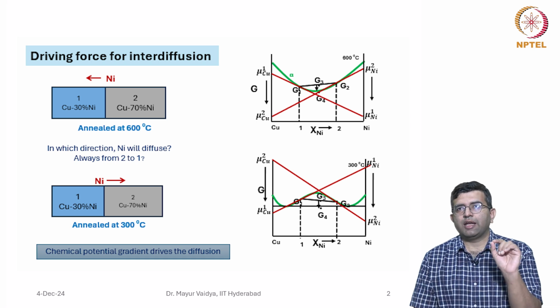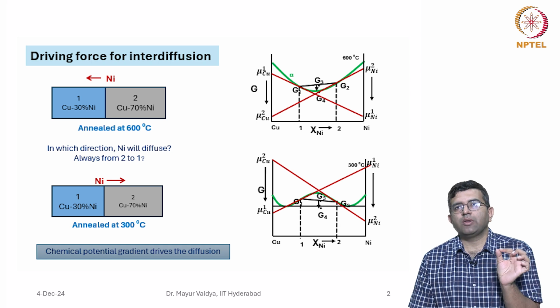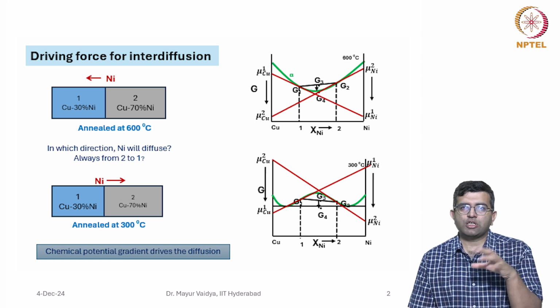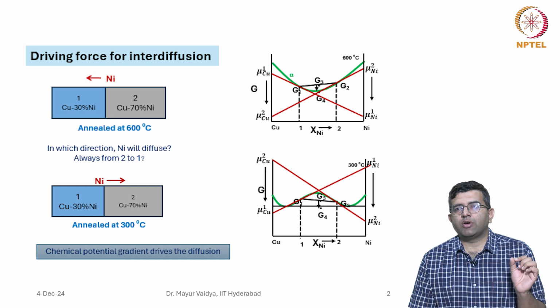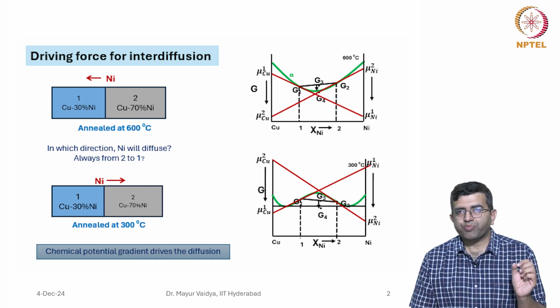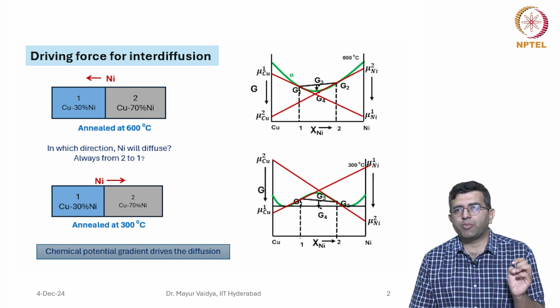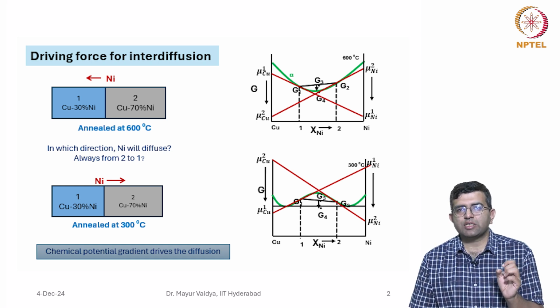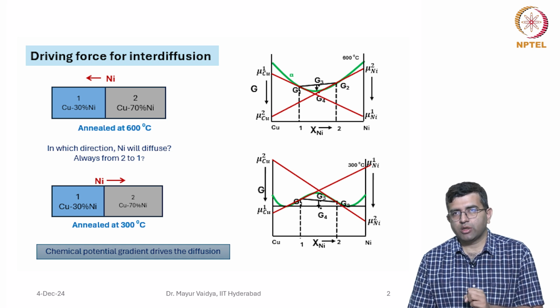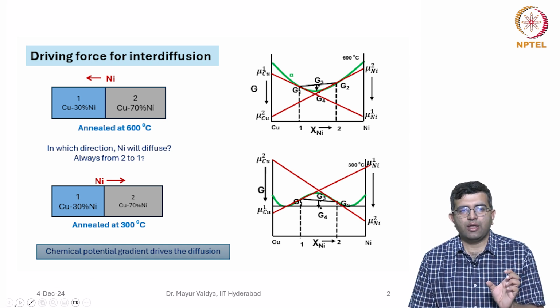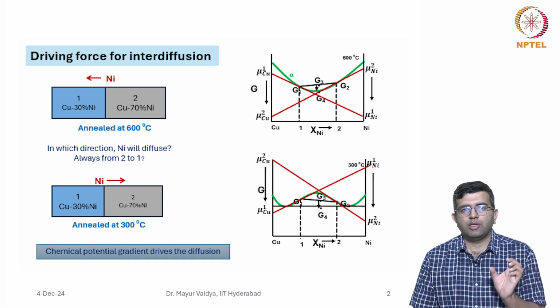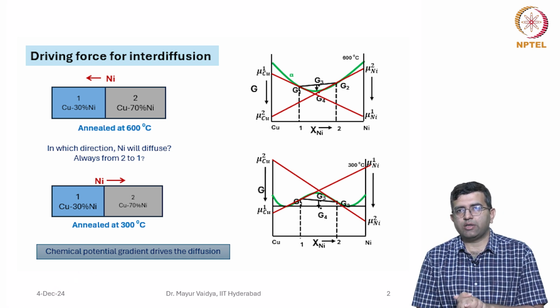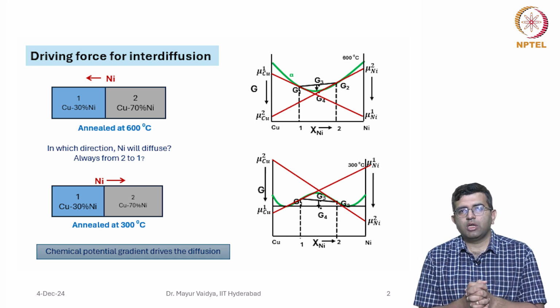So, you can see that in this case also the diffusion occurred to decrease the chemical potential. In this case, however, the concentration gradient was also in the same direction. However, when the free energy curve is like this, then the chemical potential gradient decides the direction of the diffusion, and in this case the concentration gradient was opposite to it. Okay. So, what it tells us is that it is the chemical potential gradient which always drives the diffusion.